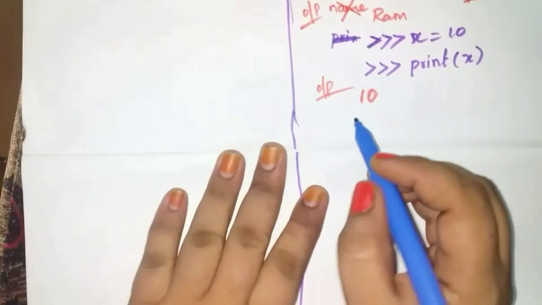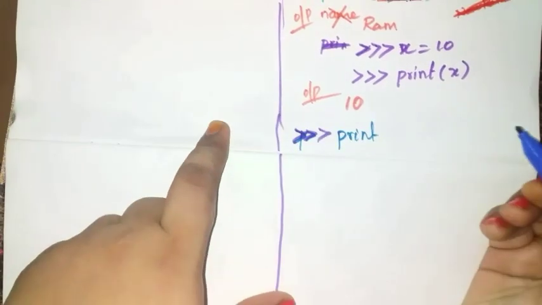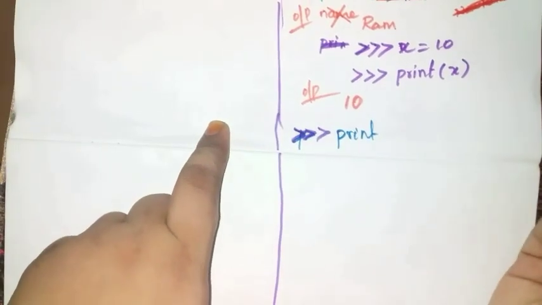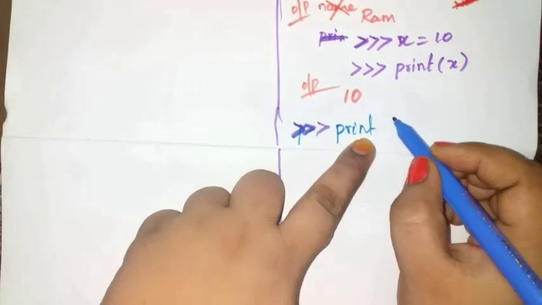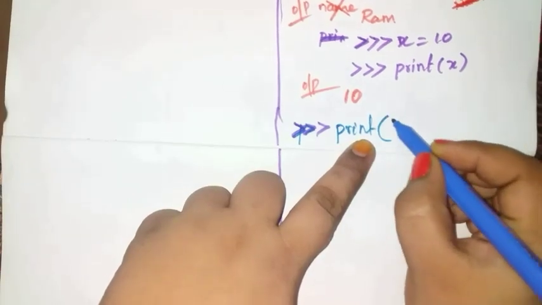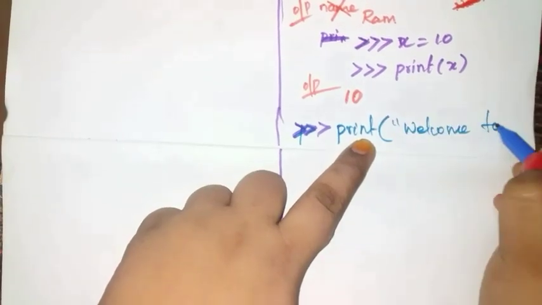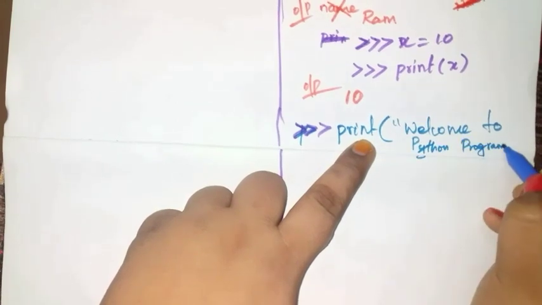Let's see another example. Suppose you want to print the message, welcome to Python programming. How will you write? Print welcome to Python programming.